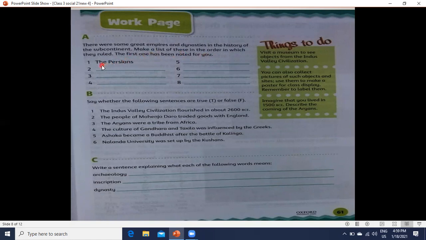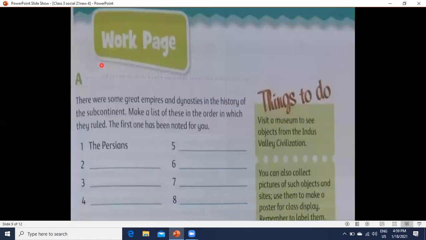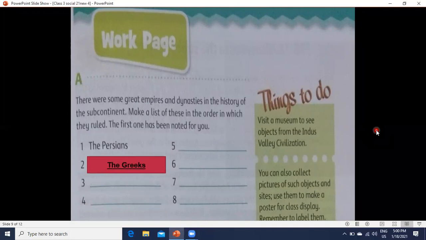First of all, number 1 is the Persian. The Persian came there in the subcontinent. They make empire. Okay. Now you have to write the answer here in the book. The Persian is given. If you read the history of that lesson, you can give the answer easily. This is number 2. Number 2 is the Greeks.